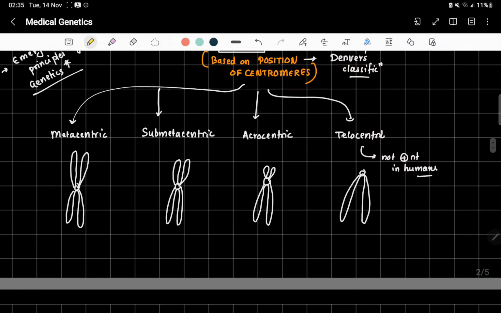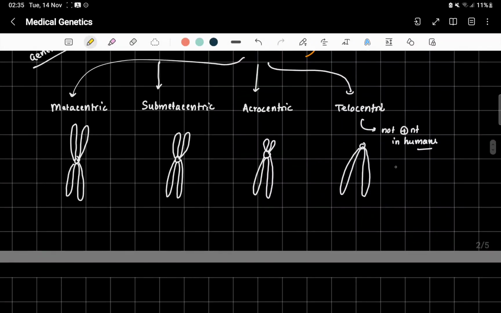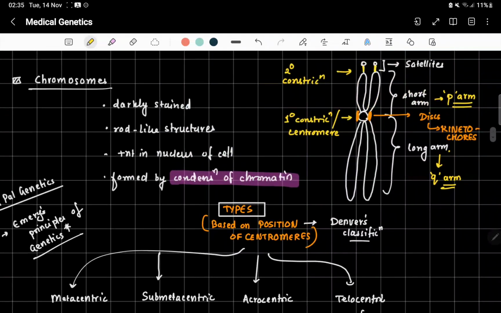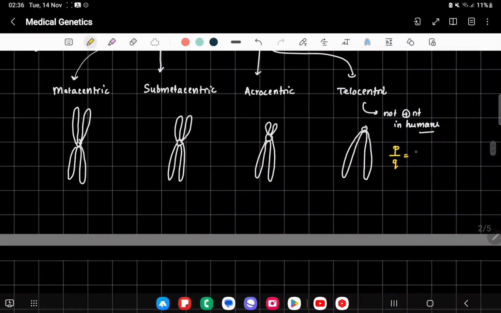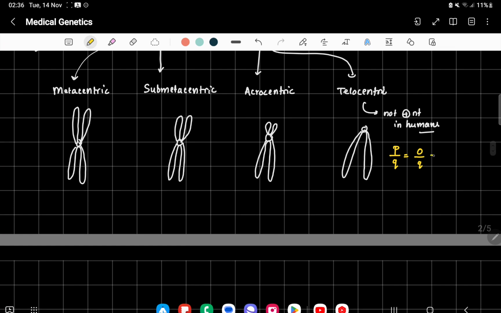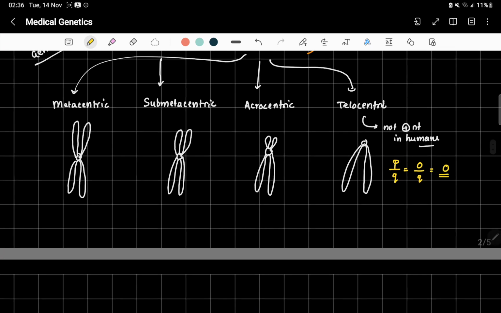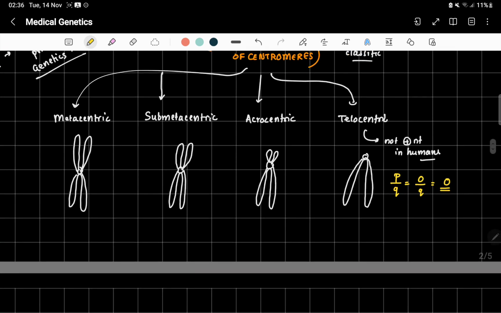PQ ratio is short arm by long arm. For telocentric, the short arm is 0 in length, so P by Q is about 0. In acrocentric it is likely to be near 0. In submetacentric it is less than 1, and in metacentric, P by Q is equal to 1. So P by Q ratios are also asked somewhere.